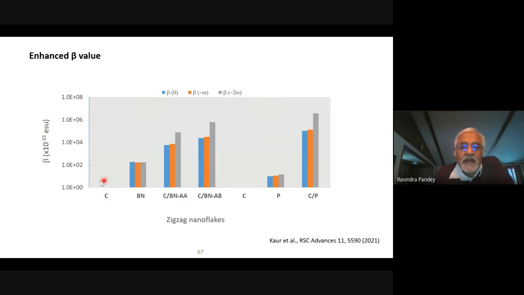And what you see here is that graphene is a centrosymmetric material, so the beta is 0 here, but boron nitride has a finite beta value. Once we form a heterostructure here, either AA or AB, you can see the values have gone up relative to the values of the pristine monolayers. Similarly, if you look at phosphorene, we have graphene and phosphorene on their own. When forming a heterostructure, they provide a higher SHG response.